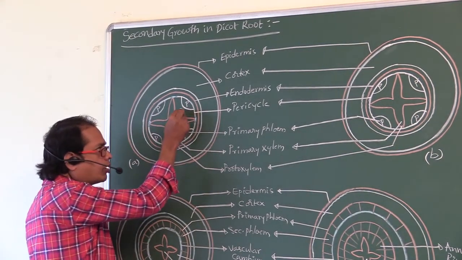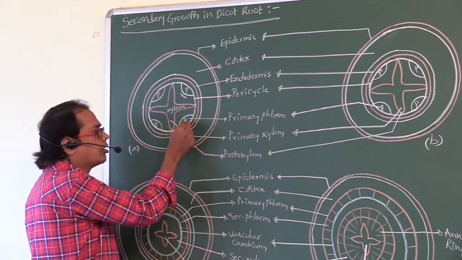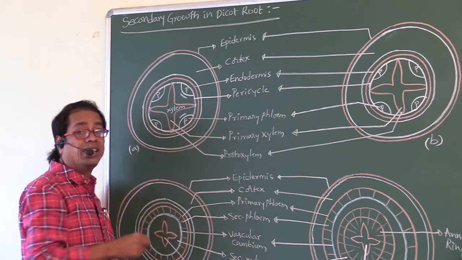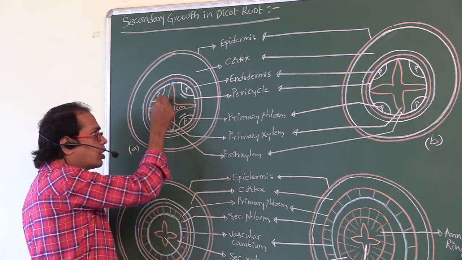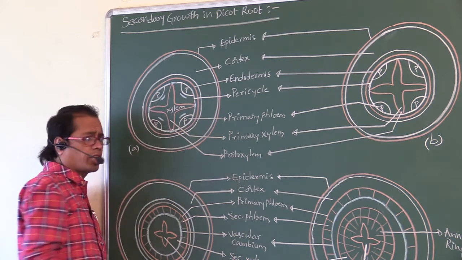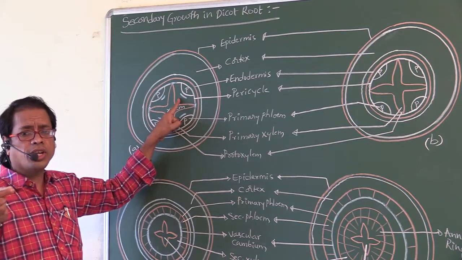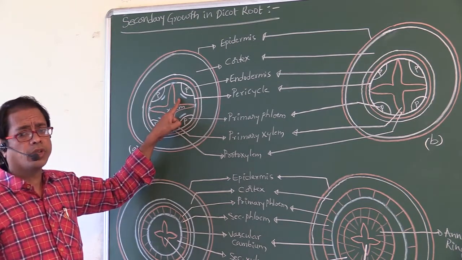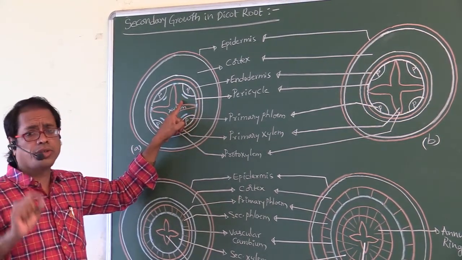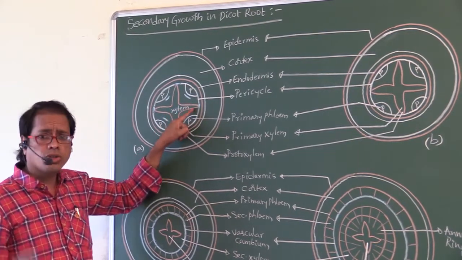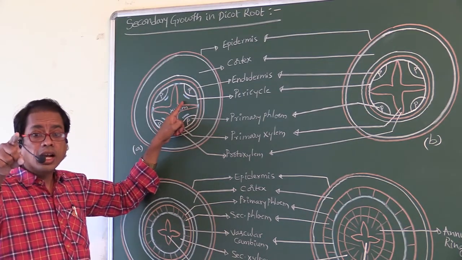The tissue present below the phloem bundles also undergoes dedifferentiation and becomes meristematic. The tissue present below the phloem bundles is called conjunctive tissue, and the tissue present between xylem and phloem is also called conjunctive tissue.